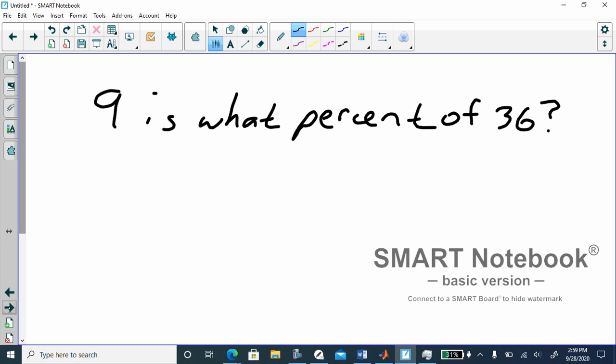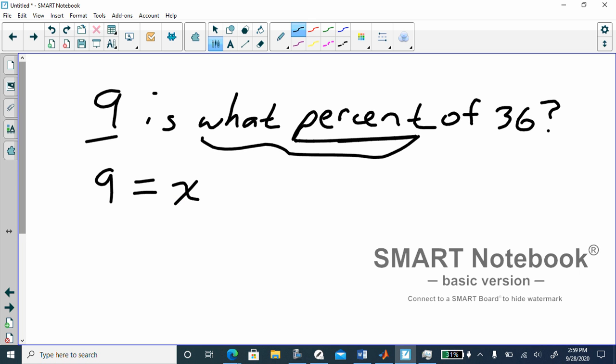So let's do this one. Let's translate it. So 9 means equals what percent? So what percent we don't know, so let's call that X. And let's keep in mind X stands for a percent. So our final answer needs to be a percent. Of is multiply 36. So to get x by itself, the opposite of multiplying, we have to divide.